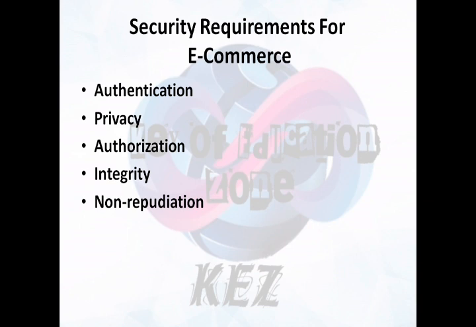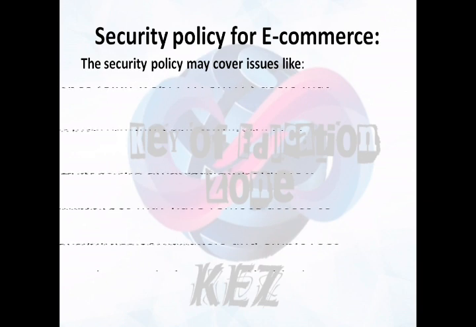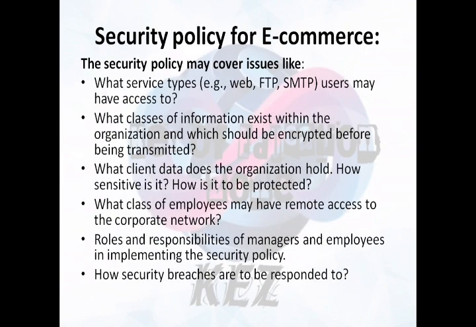Next one is privacy. What is privacy? Privacy is the ability to ensure that information is accessed and changed only by authorized parties. Typically, it is achieved via encryption. Sensitive data such as credit card details are encrypted before transmission through the open internet, and it will be decrypted by the specific person. That is privacy. In the same way, authorization also we have to maintain, and obviously integrity should be maintained.